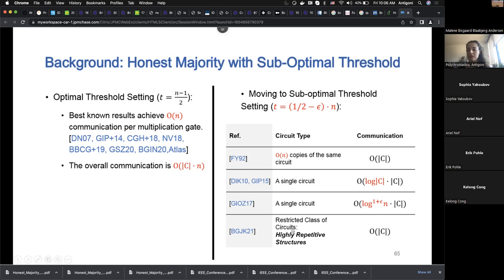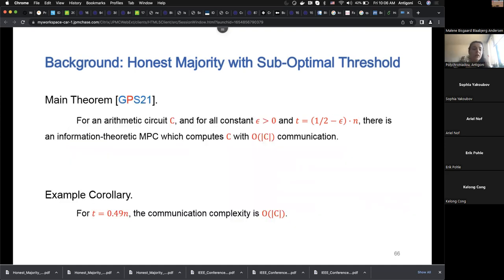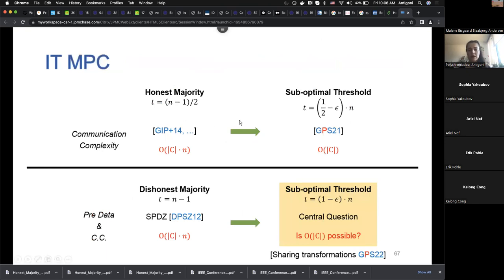There is a recent work that achieves the result, but for circuits that have a specific structure. Then what Vipul showed you was a protocol with these sharing transformations where we can achieve communication complexity which is not linear in n. In that result, we are able to achieve MPC with order of C communication, again for the suboptimal threshold. That work also extends to the strict honest majority setting. Let me say it more clearly here.